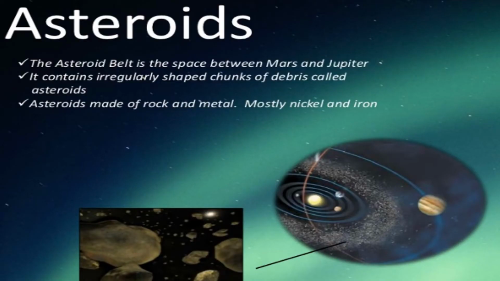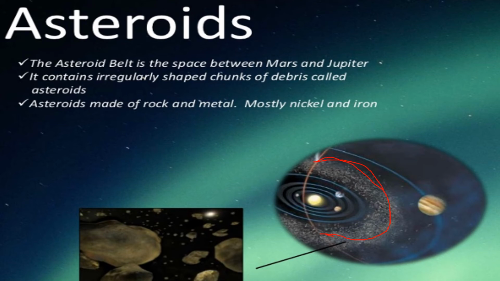Now, what is an asteroid actually? Look, here is the asteroid. They show you that belt, right? And this is a picture of the asteroids. The asteroid belt is in the space between Mars and Jupiter. It contains irregular shaped chunks of debris called asteroids. Asteroids are made of rock and metal, mostly nickel and iron.